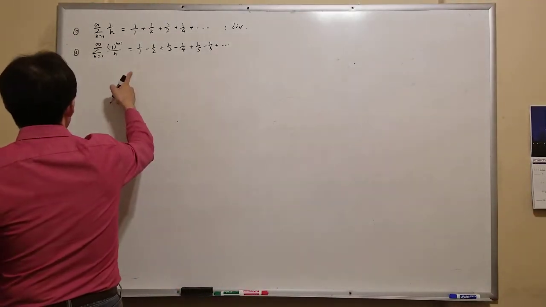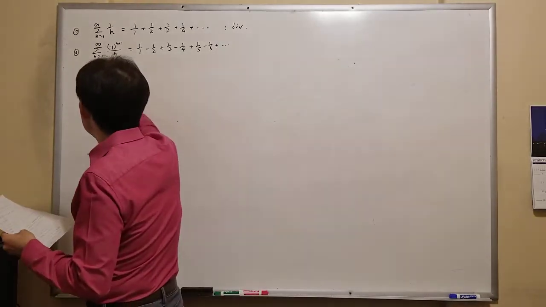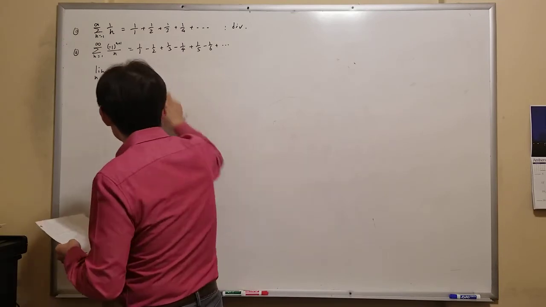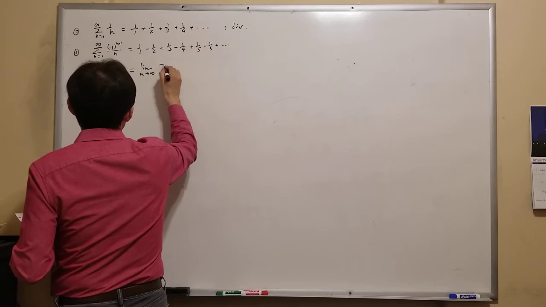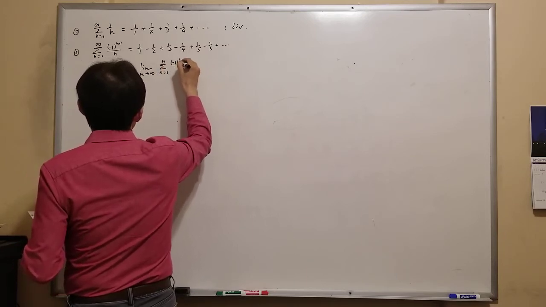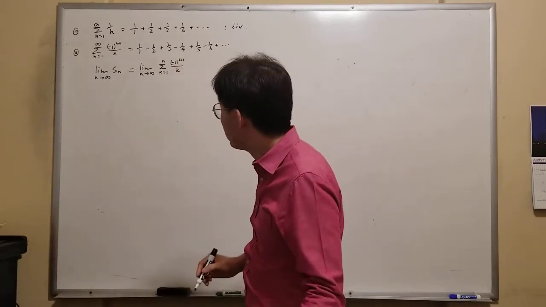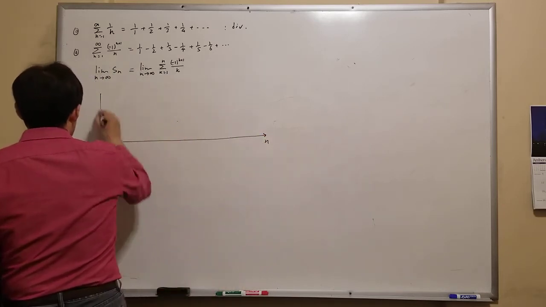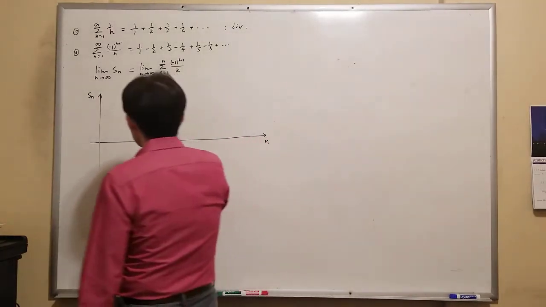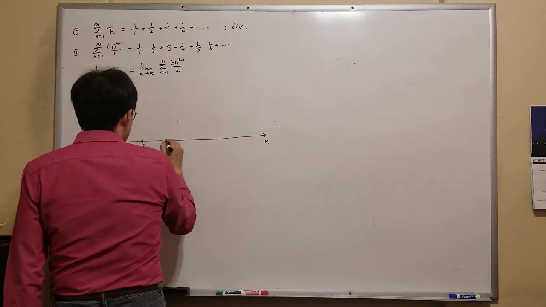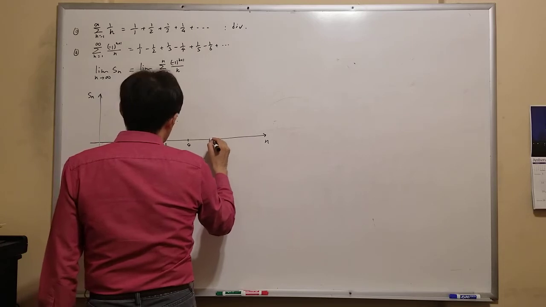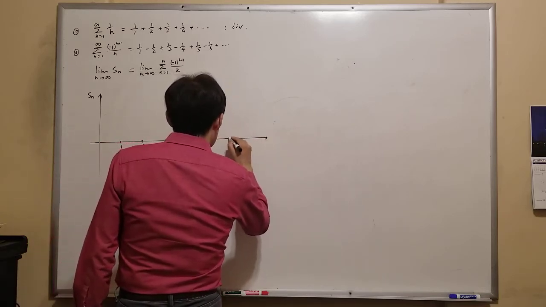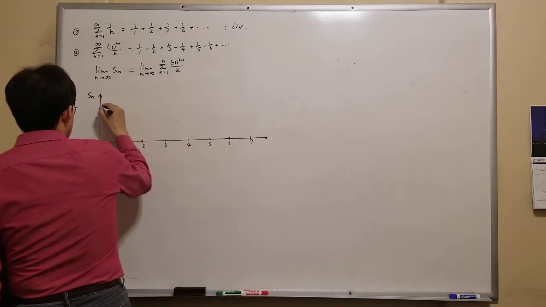Then, whatever that thing is, if it were convergent, that should be the limit of Sn, the partial sums by definition. Now, k runs from 1 to n. So, in order to understand this, let's draw the graph n versus Sn. And this is 1, 2, 3, 4, 5, 6, 7.